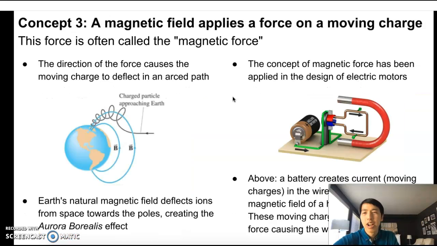All right, how about the other way around? We've established that a current, so moving charges, are able to create a magnetic effect. Well, what about the other way around?